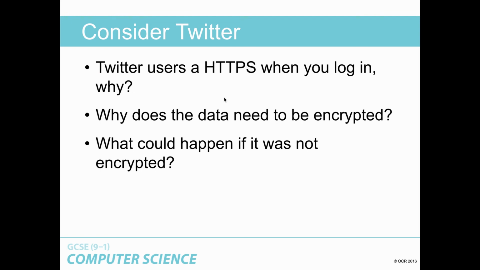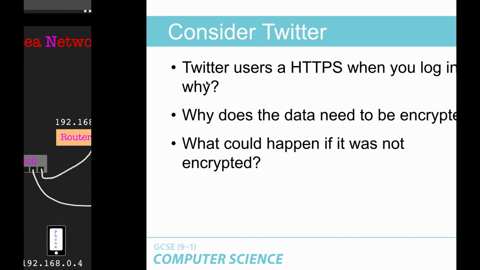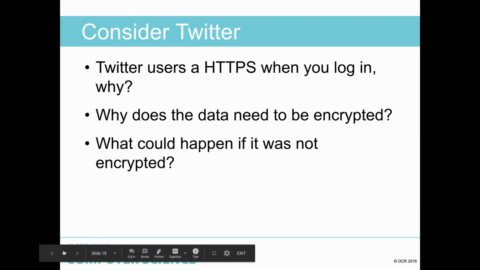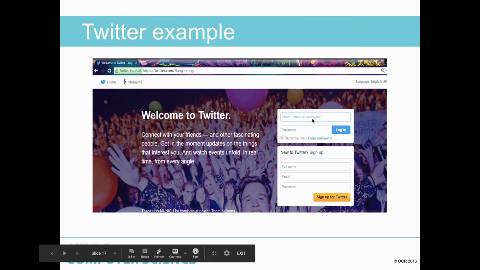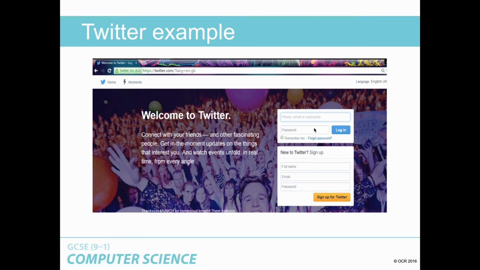So Twitter uses a hypertext transfer protocol with secure socket layer when you log in. Why does the data need to be encrypted? What could happen if it was not encrypted? Well, let's go back. Here I can put in my phone number, my email or my username, and my password. So I could potentially be sending my phone number and a password, or an email address and a password, through the internet unencrypted. And if I was doing that, then that could have all sorts of implications if someone was to find that combination.